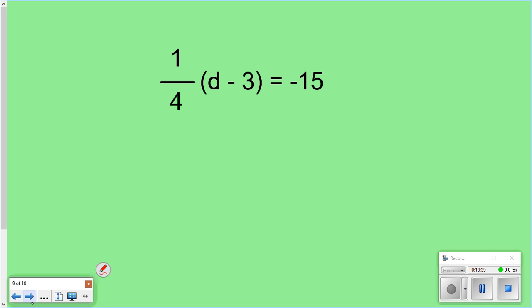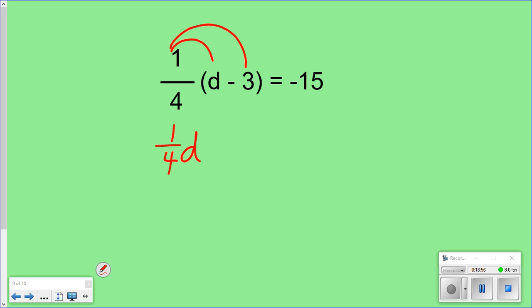Oh, if you're going to distribute, you have to distribute. You can't do that. It would be 3/4. Okay, listen, Lulu. You're going to distribute, right? Is that what you wanted to do? If you're going to distribute, you have to distribute through the whole thing. So it looks like this.